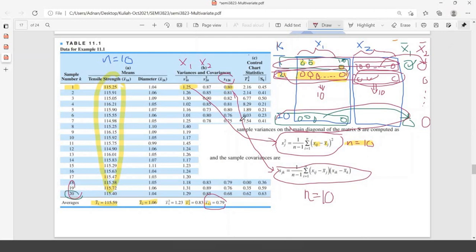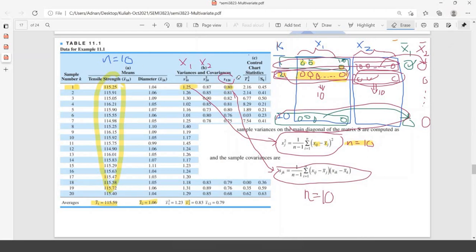So is it clear how to get these values? Please respond in the chat box or you can use your mic. Okay, right, thank you, Zaid. So the n here is 10. Sorry, I was confused before this. I said 20, it's not 20, it is 10, for this formula and this formula also. So in this example it is already simplified for us. It's already given the variance and also the covariance.